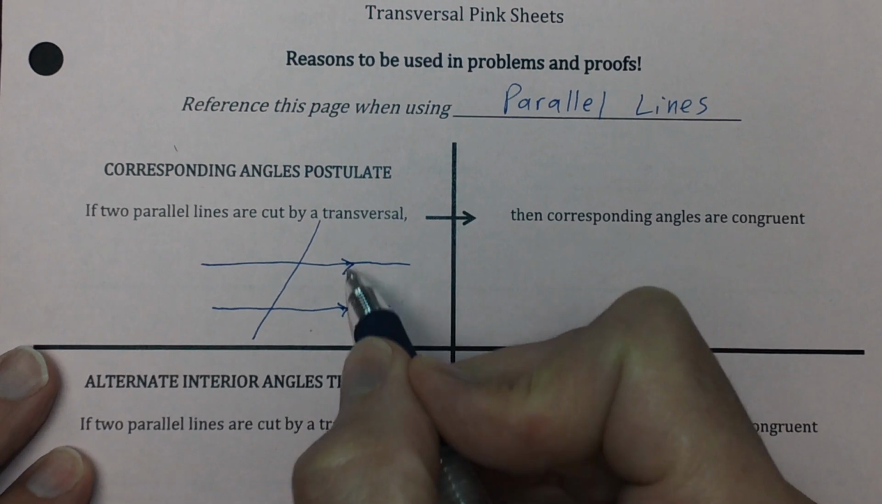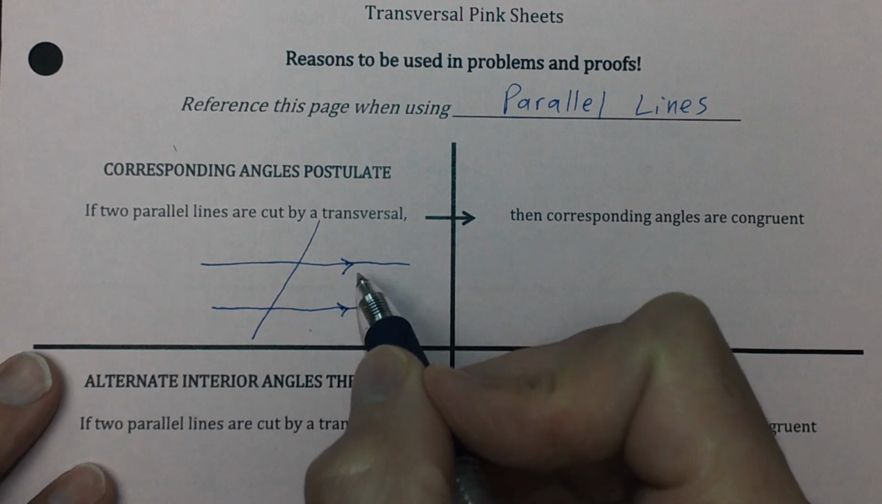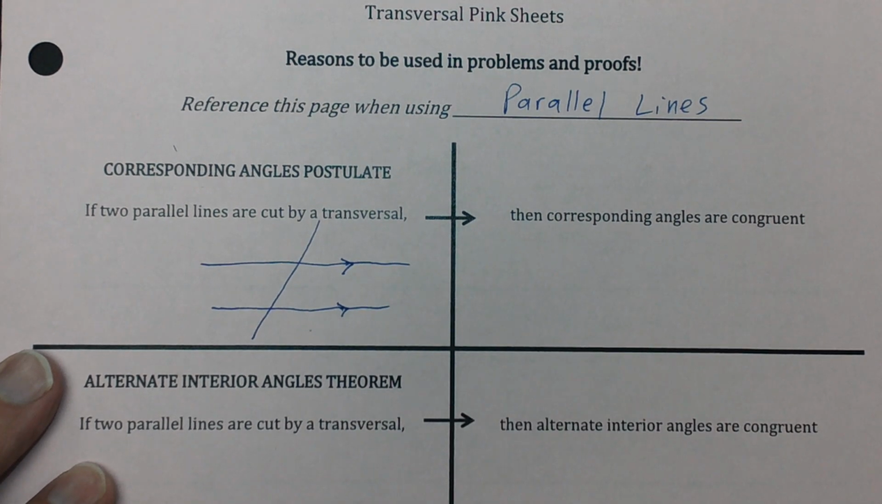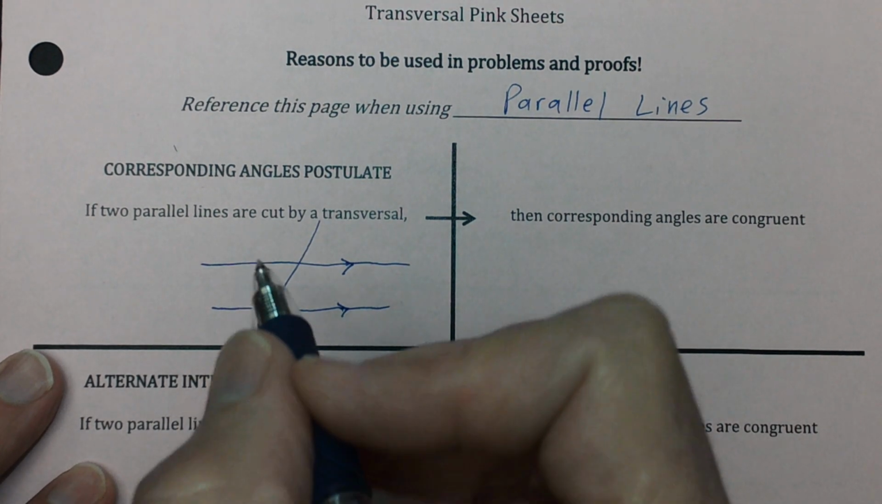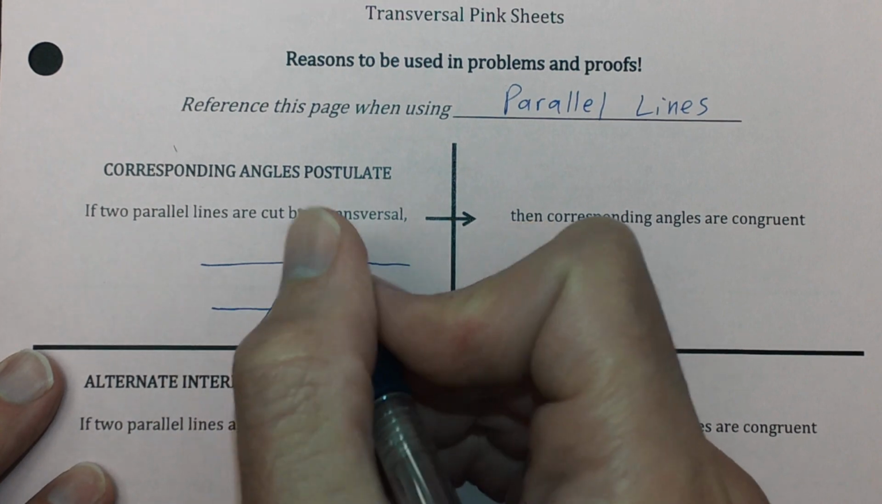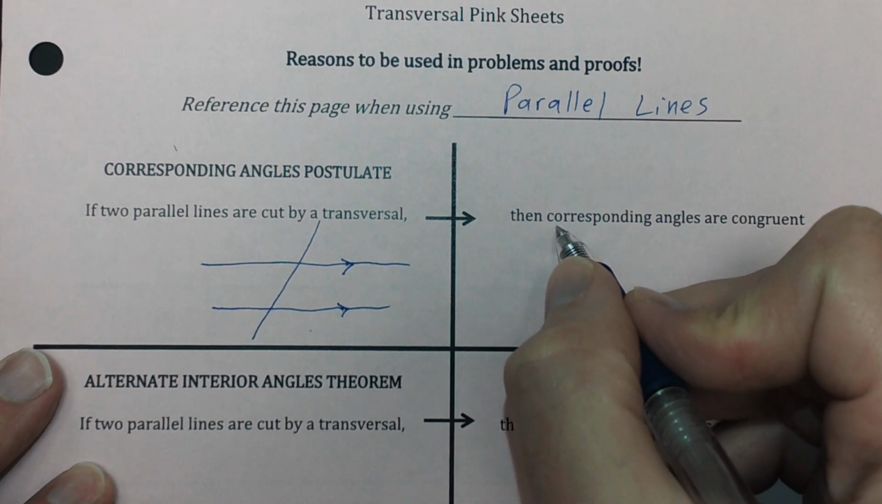These little arrows, I think sometimes they're called feathers because they look like feathers on a bow and arrow, the end of an arrow actually. Anyway, the corresponding angles postulate says if these two parallel lines are cut by a transversal, then corresponding angles are congruent.